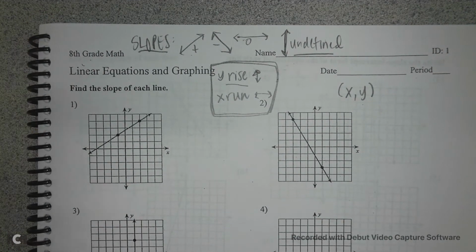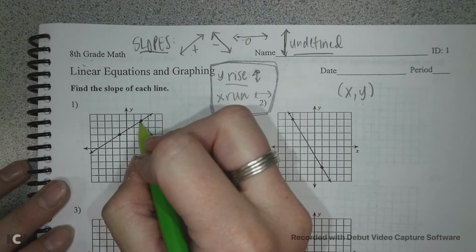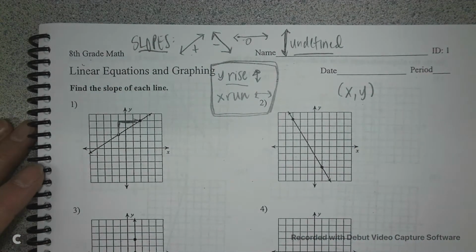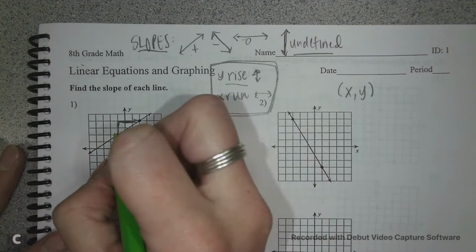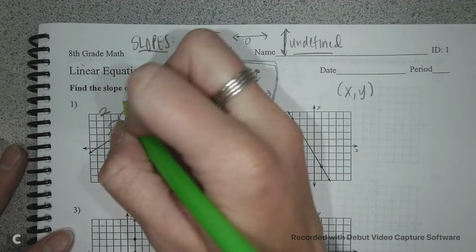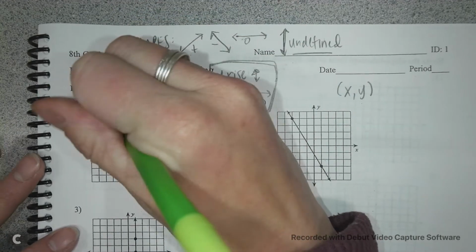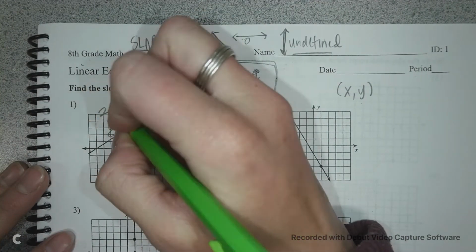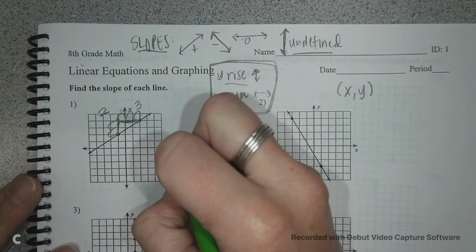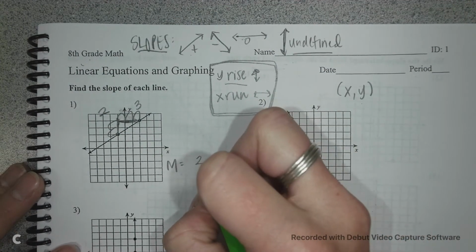Okay, so now we're going to find the slope of each line. So remember, to find the slope of each line, we're going to take our 2 dots and we are going to connect them using our triangle. And we're going to count our rise and our run. So we rise 1, 2 boxes, and we run 1, 2, 3 boxes. So our slope for number 1 is 2 over 3.